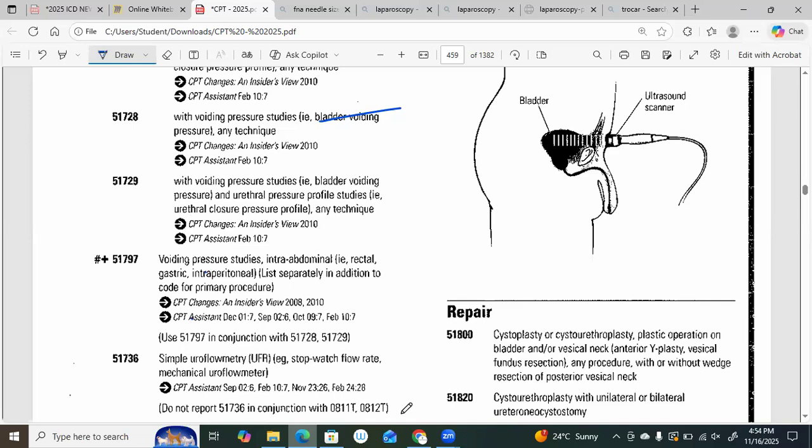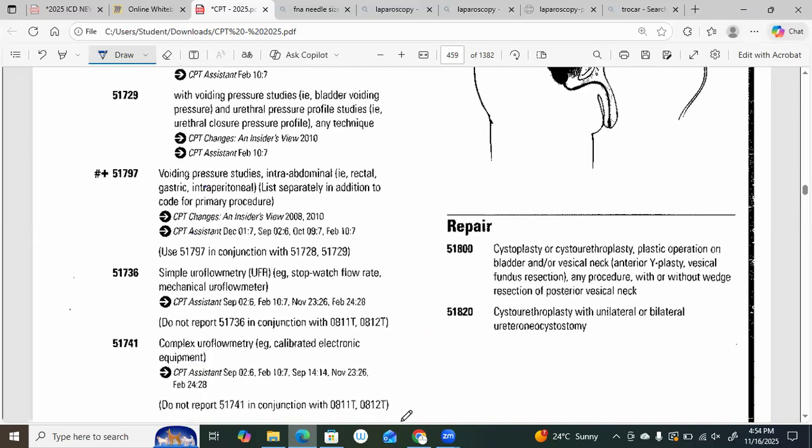Next we have 51736 to 51741. These are the uroflowmetries. Uroflowmetry is also known as uroflow. What will it do? It will measure the amount of urine and the flow rate. So uroflowmetry will measure the amount of urine as well as the flow of urine.